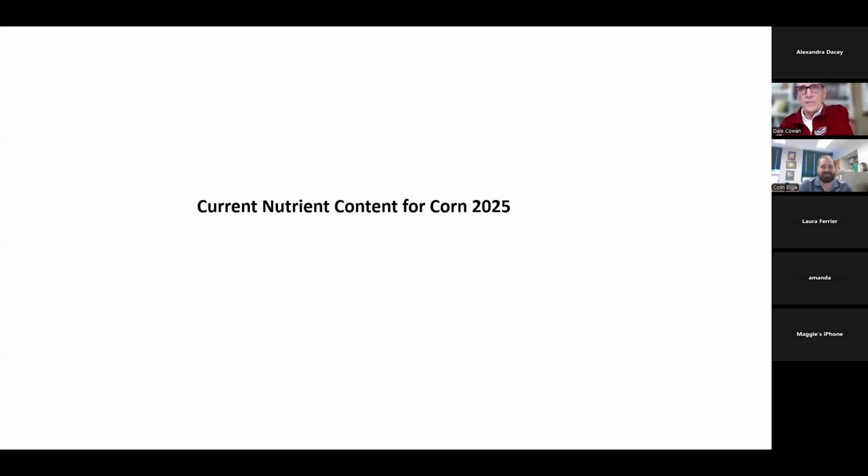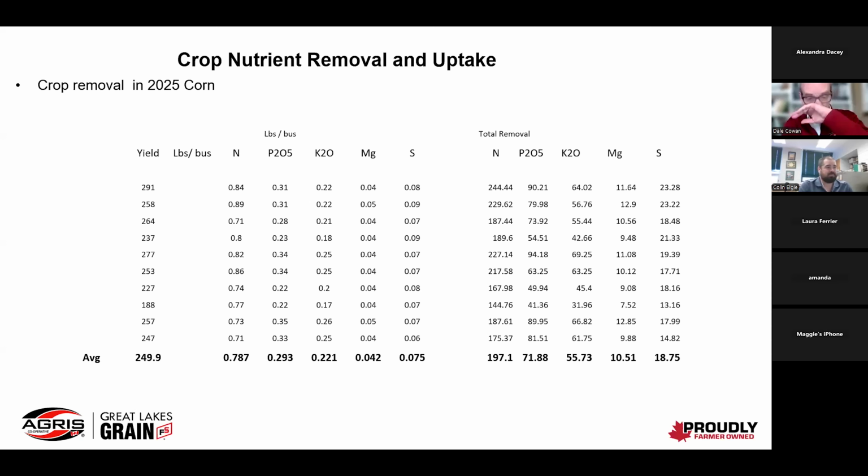I've been interested in this big corn yield in our area. I fully admit not everyone's had a stellar corn season, but down our way we're getting an extra 50, 60 bushels of corn more than expected. So I decided to do a nutrient content analysis on the corn. This is very busy, so let's focus on the bold at the very bottom. This is the average content per bushel. The average yield on these 10 plots, I think they're 10, is 249.9 bushels per acre, a high of 291, a low of 188.